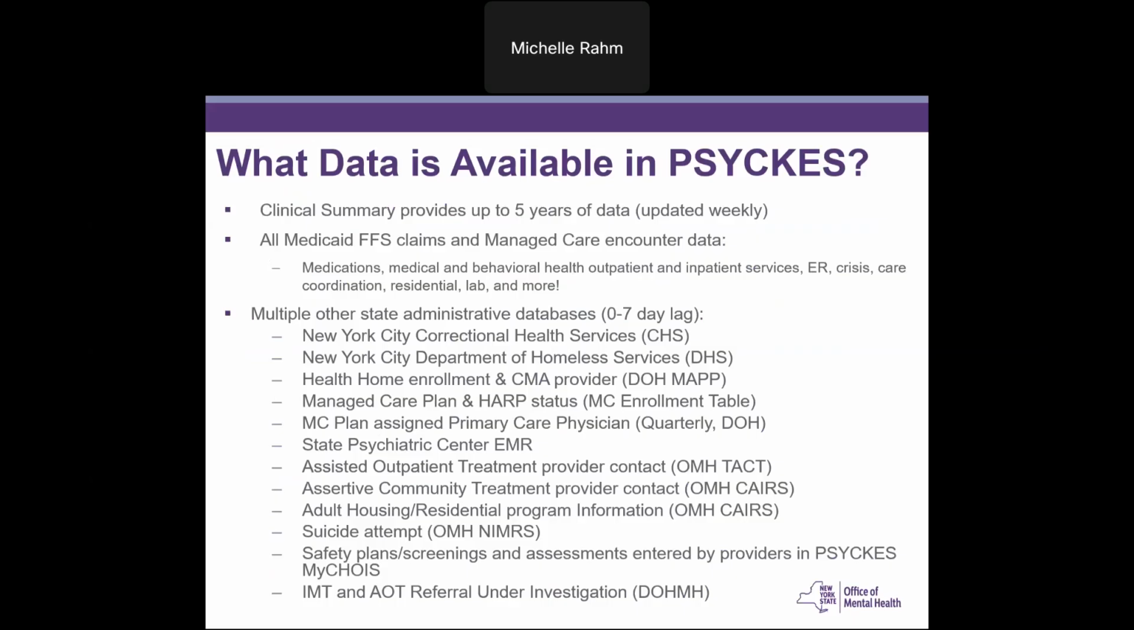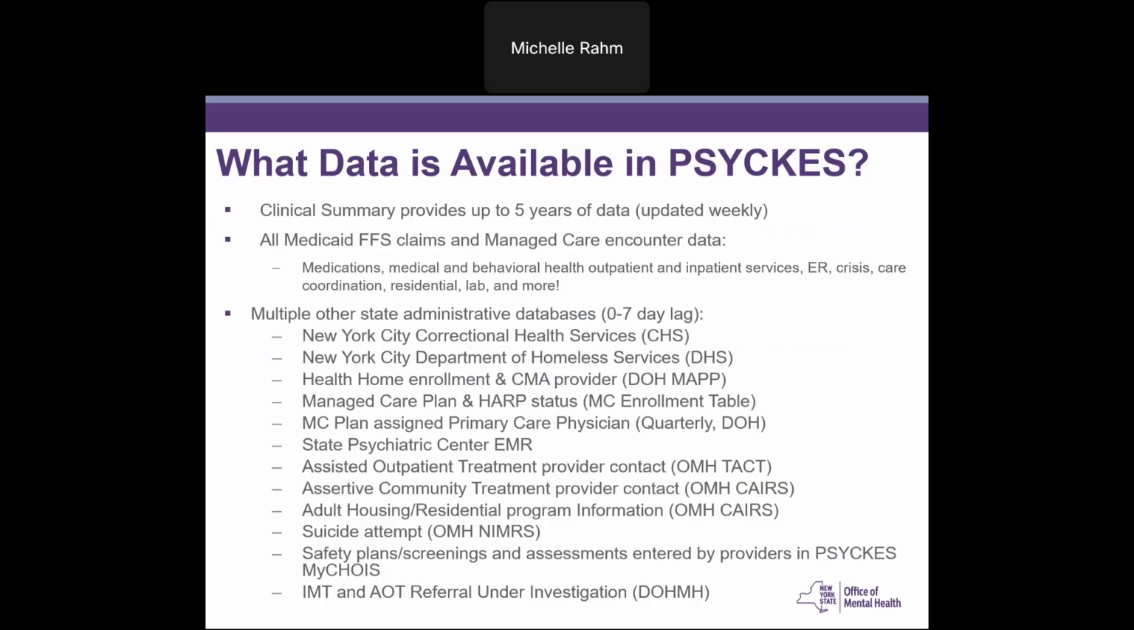So if a person is in outreach or enrollment, we have the name of the health home along with the name of the downstream care management provider. And then for managed care plan and HARP status, we're getting that from the managed care enrollment table. We also are receiving managed care plan assigned primary care physician data, and we're getting this quarterly from the Department of Health. Then we have State Psychiatric Center electronic medical records.